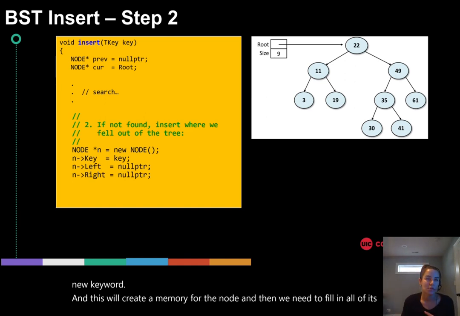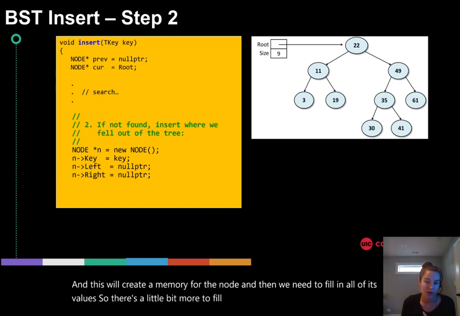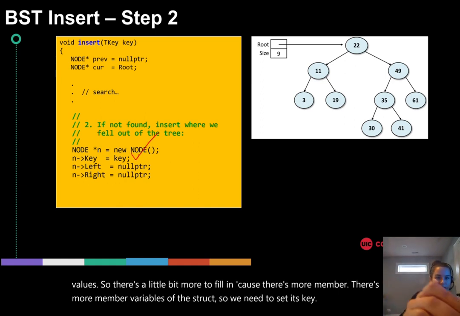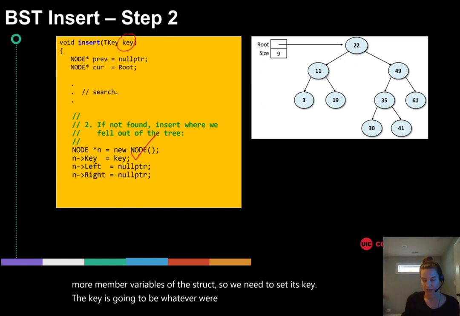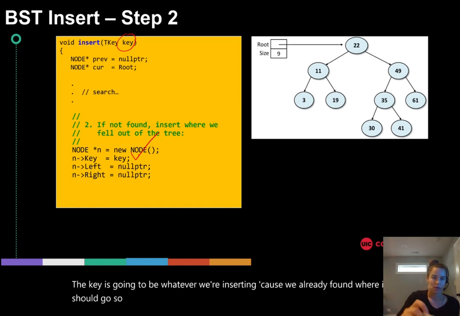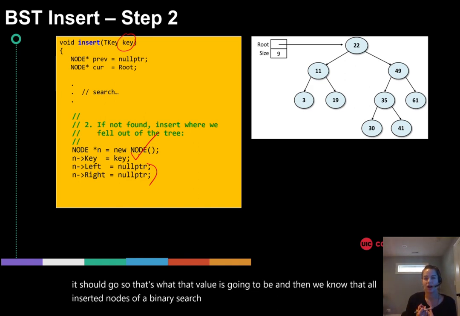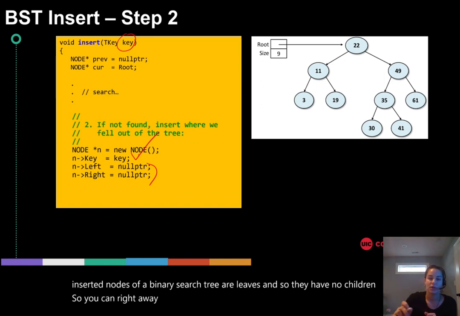So there's a little bit more to fill in because there's more member variables of the struct. So we need to set its key. The key is going to be whatever we're inserting because we already found where it should go, so that's what that value is going to be. And then we know that all inserted nodes of a binary search tree are leaves, and so they have no children. So you can right away set those nodes to null pointers.